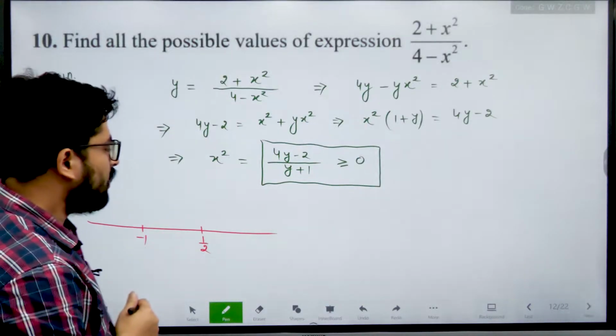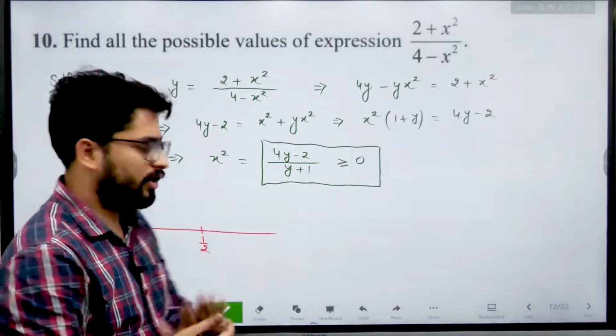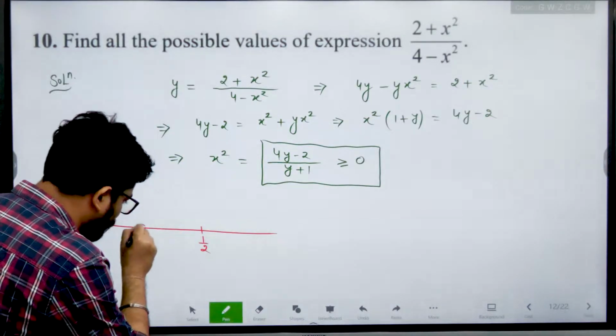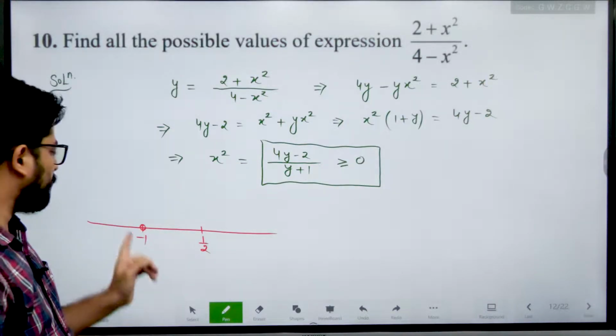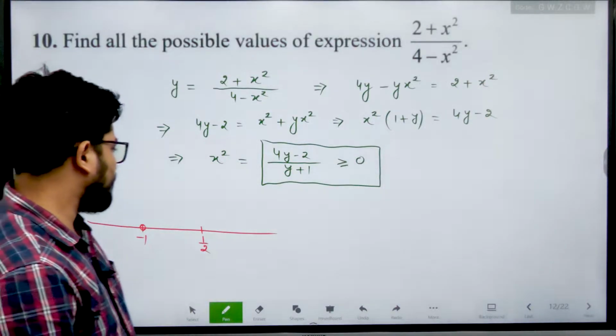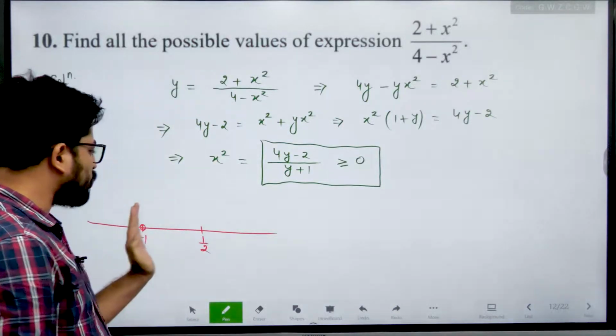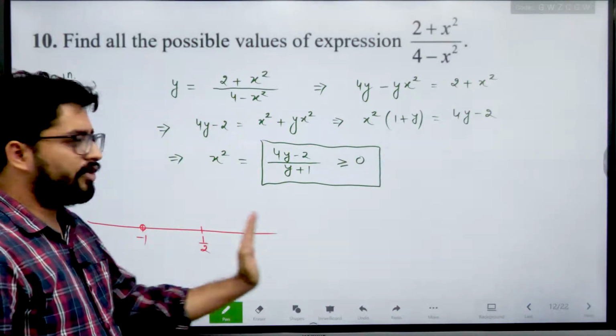Now, sir, but y cannot take minus 1, so draw an open circle here. Got it? Next thing. So now these 2 points divide your number line in 3 different parts.